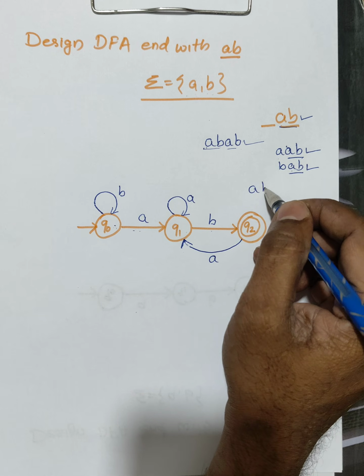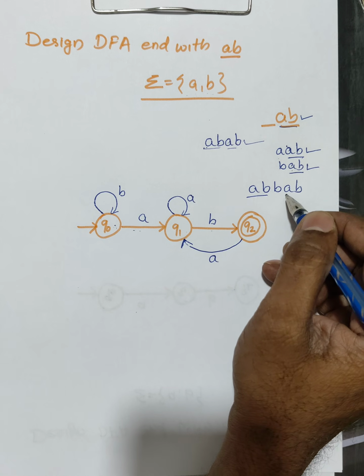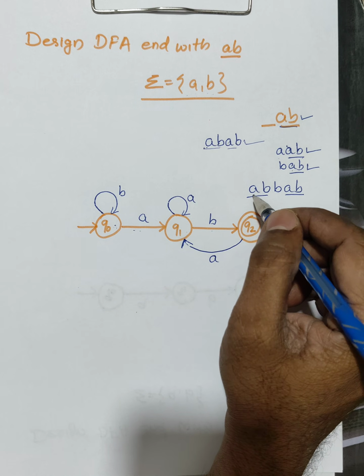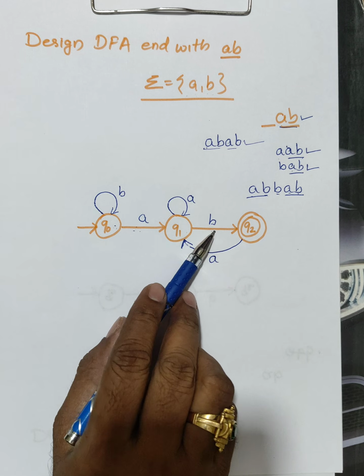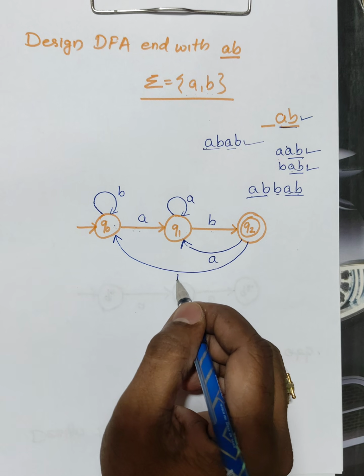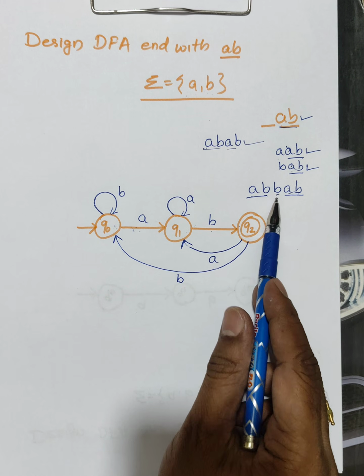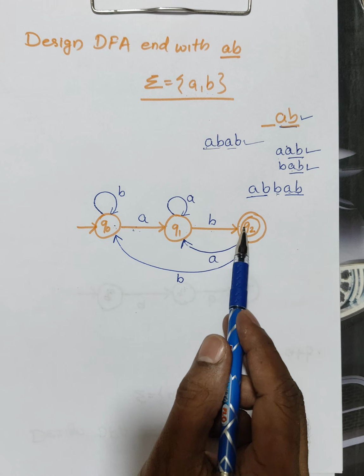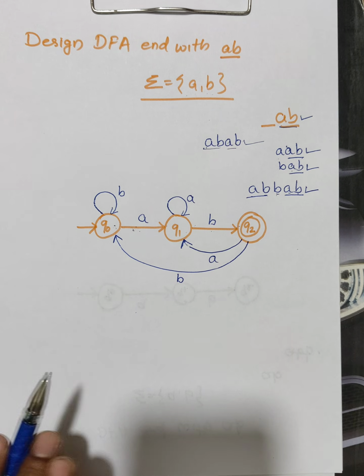A, B, then B, AB. A, B, from this we need one more transition on B. A, B, the next B, A, B. This string is accepted. Now this DFA can accept any string that ends with AB.